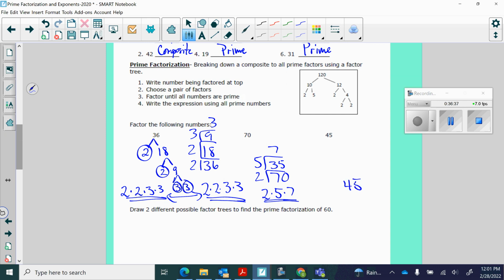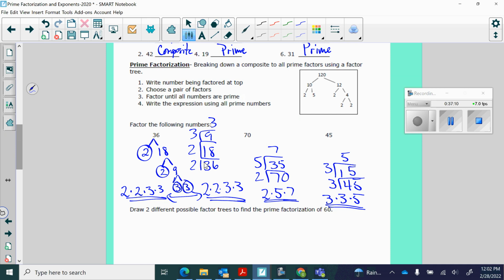45. Can I divide 45 by 2? By 3? Yes. 4 plus 5 is 9, so I can divide it by 3. That's going to be 15. Can I divide 15 by 2? By 3? Yes. 5 is one of my key numbers, so I know I'm done. Is this making sense? You understand how to break it down? You understand how to rewrite it as a multiplication sentence?